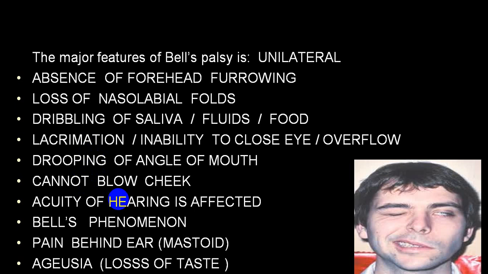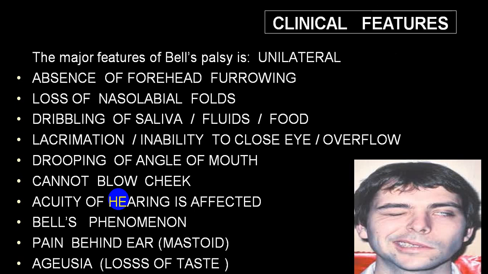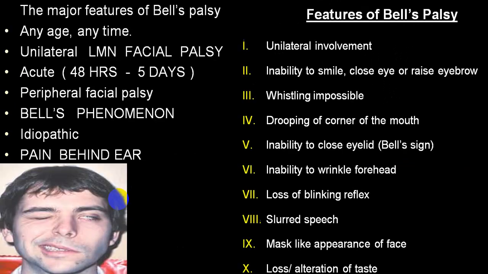Bell's phenomenon will be seen when the person tries to close the eye tightly: the eyeball rolls up, and that is called Bell's phenomenon or Bell's sign. The person might complain of a little pain behind the ear at the mastoid process, and there will be loss of taste sensation on the anterior two-thirds of the tongue, which we call ageusia. All these findings may be seen together in a person with Bell's palsy.